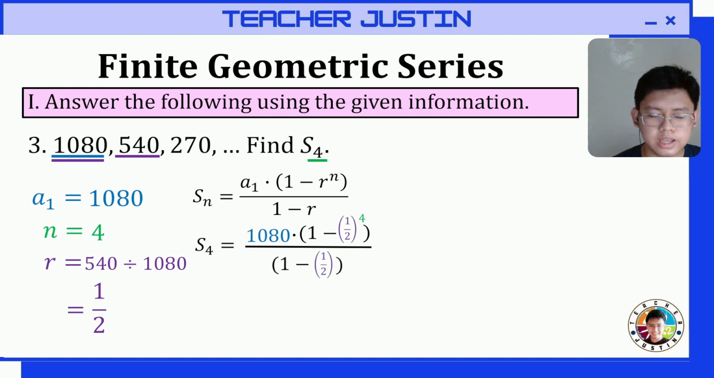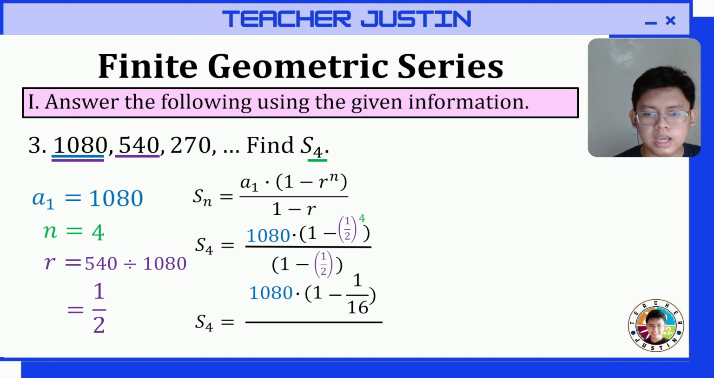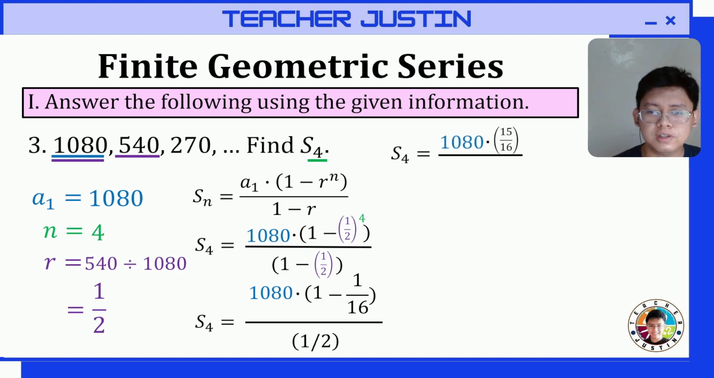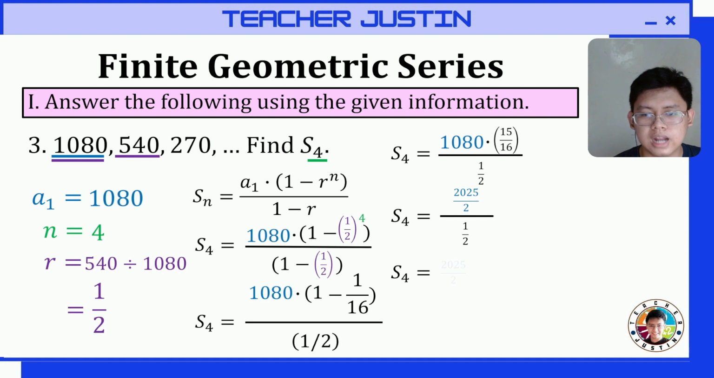Now let's simplify. So we will have S sub 4 is equal to 1080 times 1 minus 1 over 16 all over 1 half. Let's simplify this further. We will have 1080 times 15 over 16 all over 1 half. Let's multiply 1080 by 15 over 16. That will give us 2025 all over 2, and it is divided by 1 half. So we can write this in this form.